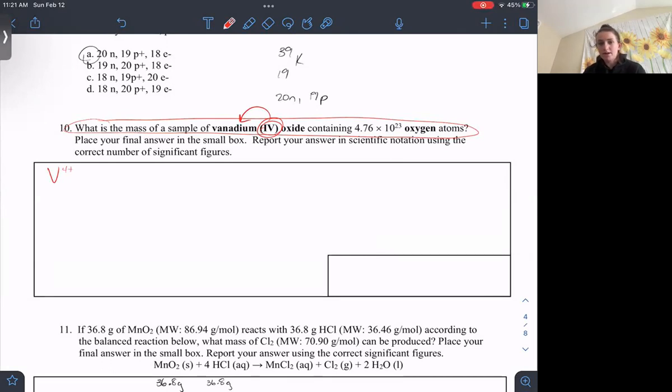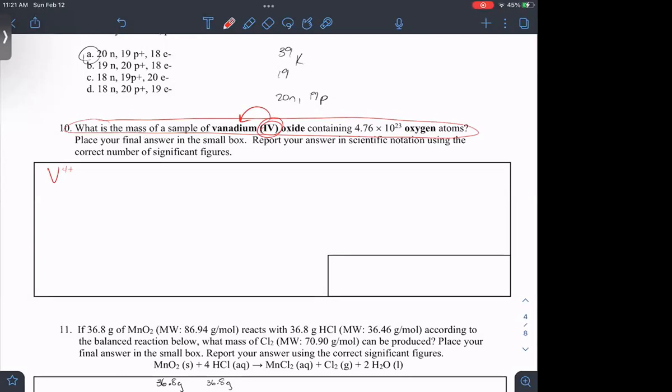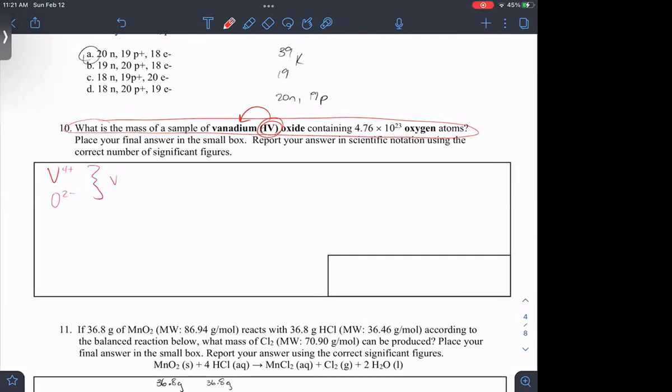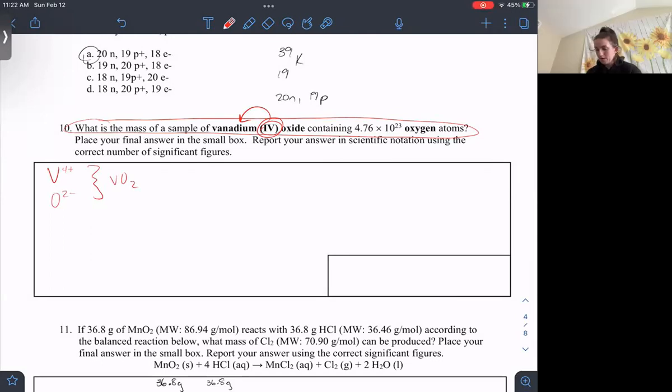What does oxide have as a charge? It's just oxygen -2. Yep, so oxygen will have -2. And so what is going to be your formula for vanadium 4 oxide? Awesome. VO2. This will be VO2. Questions how we found that?